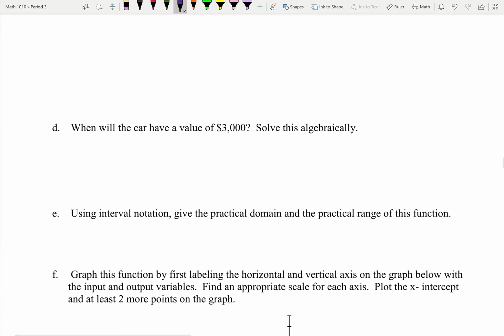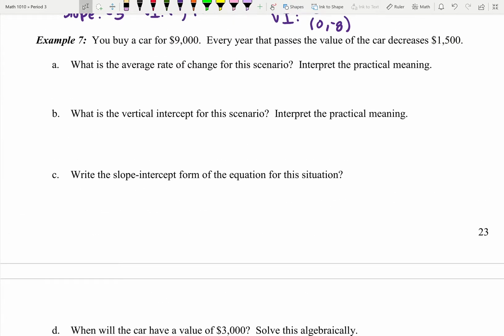Problem 7, very quickly. You're buying a car for $9,000. Every year that passes, it decreases $1,500. Everybody just shout out so we can pop through this. What's the average rate of change? Thank you for saying negative. It is negative $1,500. What does it mean? It means just that second sentence.